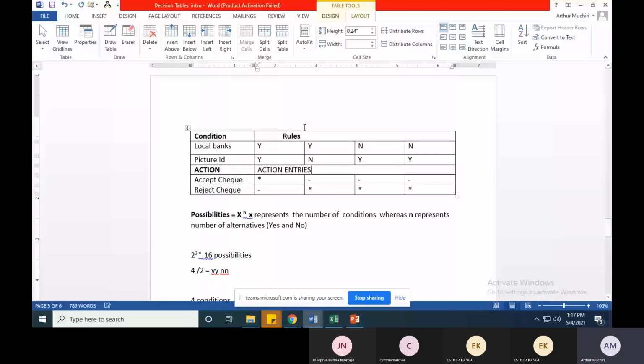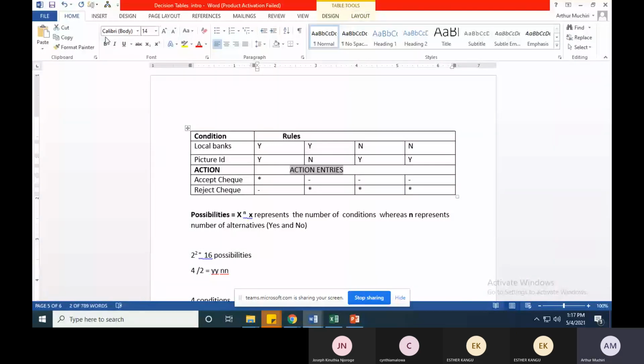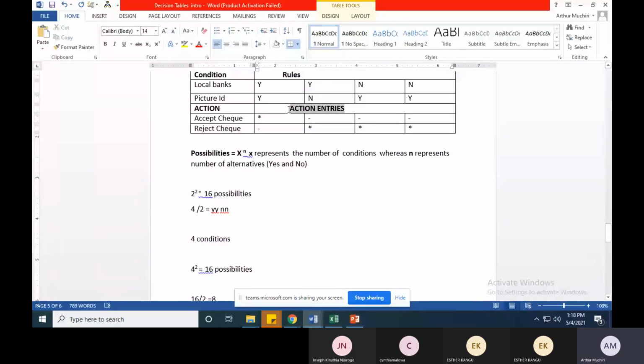So that at least you'll be able to know what the format of this table is. Usually you have the conditions, the rules, the actions and the action entries. I hope it does not block. But mostly the title action entries is not always put there. We leave it out. Your title is action entry, but you only need to know it's an action entry at the back of your mind.